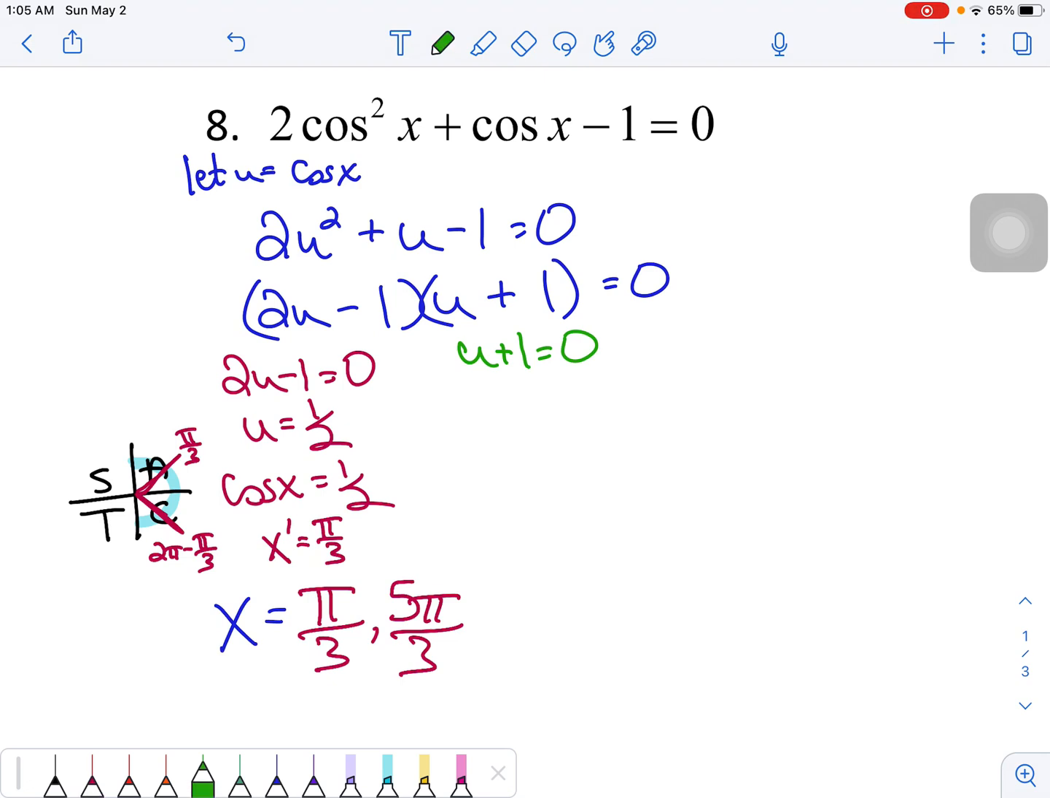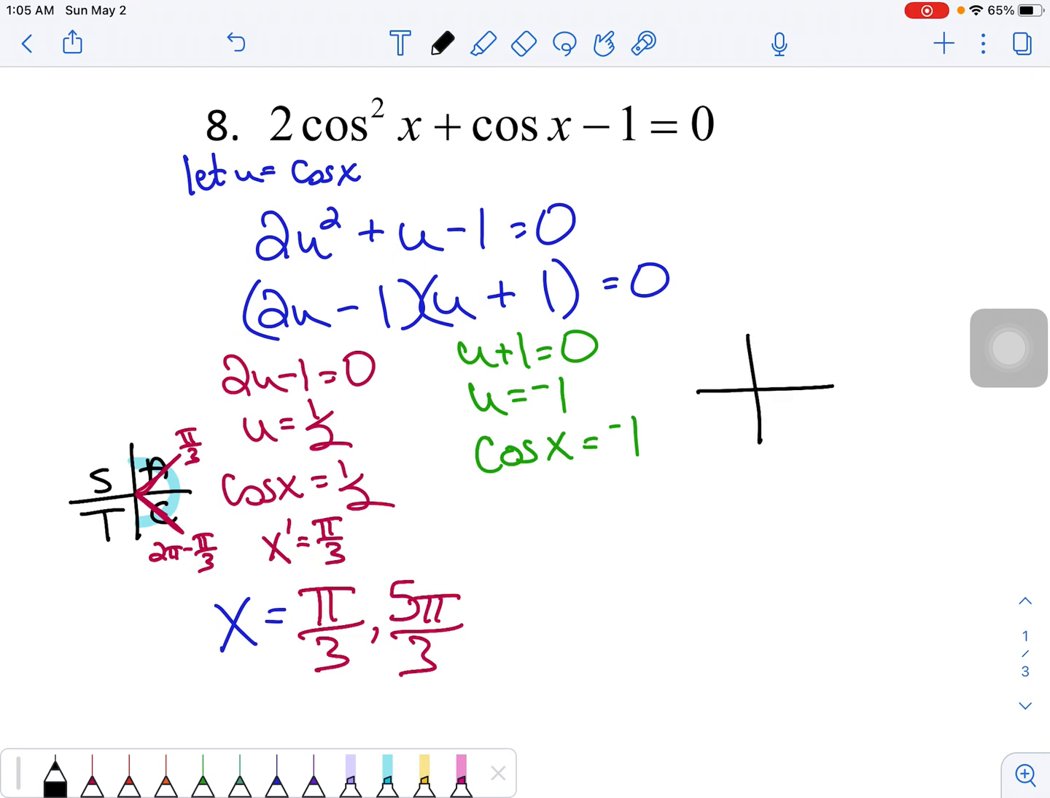We also have a separate little equation here, right? This one in green that I haven't finished, which would be u is equal to -1. Again, u is really the cosine of x equals -1. And that's only going to happen in one place. So ordered pairs here, here, and here. So that's 1, 0, 0, 1, -1, 0, and 0, -1.